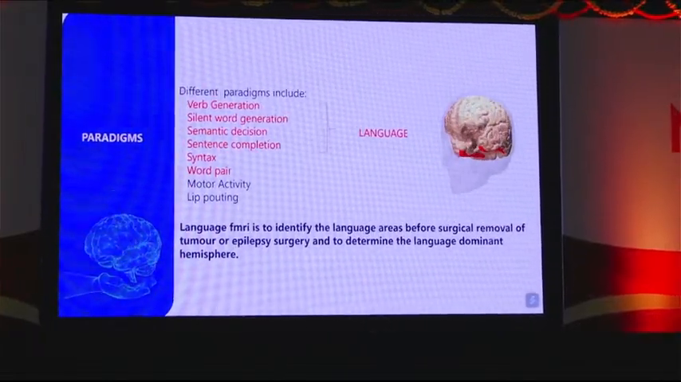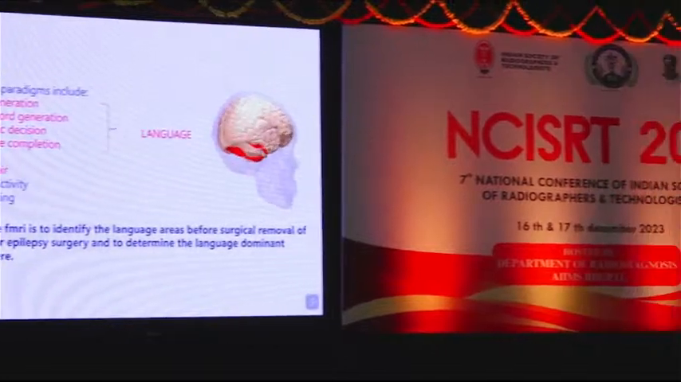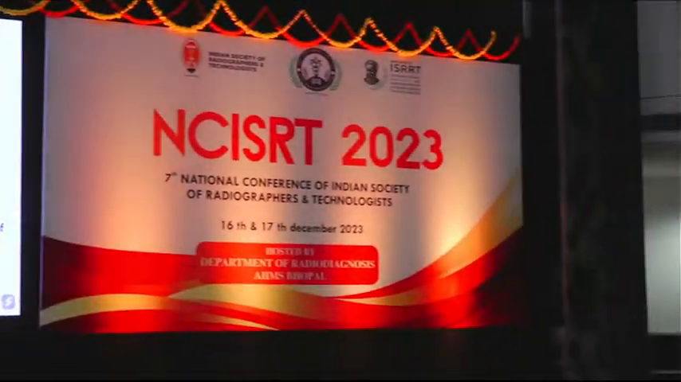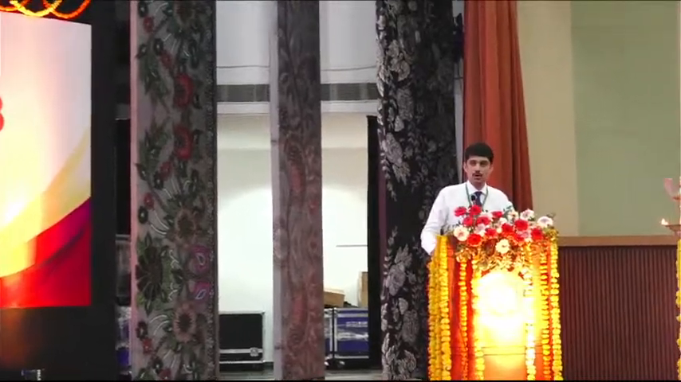And most of the time, the dominant hemisphere, see, for 95% of individuals who are right-handed, the left side of the brain is the dominant hemisphere. So the determination of the dominant hemisphere is also important, whether the patient has a right-side dominant area or a left-side dominant area. That whole thing is also important.